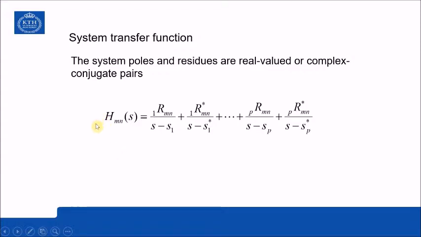So, considering this, we can write the system transfer function as pairs of terms with residues and poles that are complex conjugates.